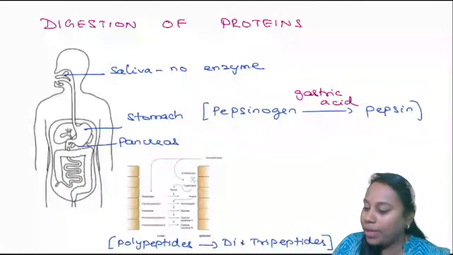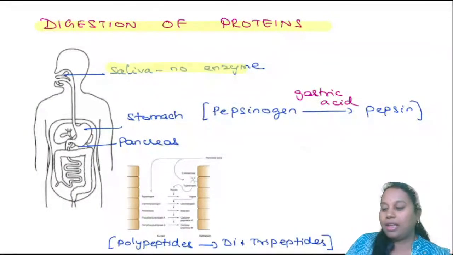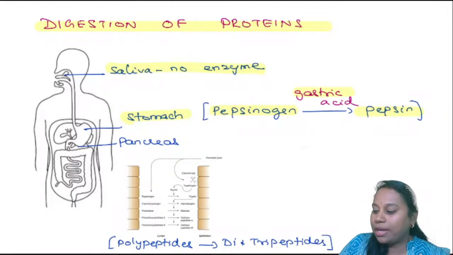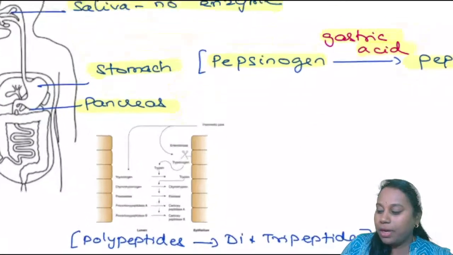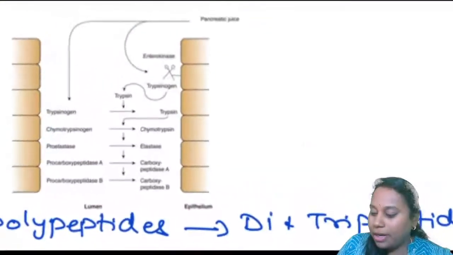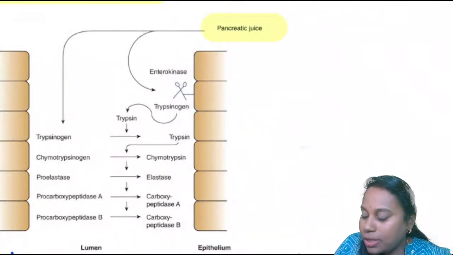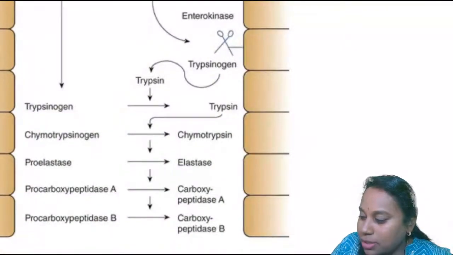Digestion of proteins. In saliva, there is no enzyme for protein digestion. In the stomach, pepsinogen is converted to pepsin by the action of gastric acid. The pancreas has pancreatic juice, which contains several enzymes.